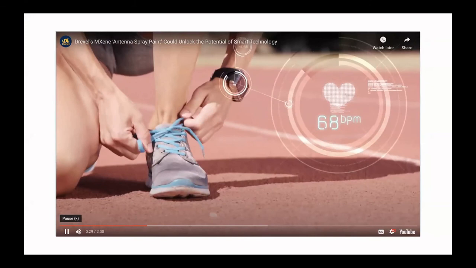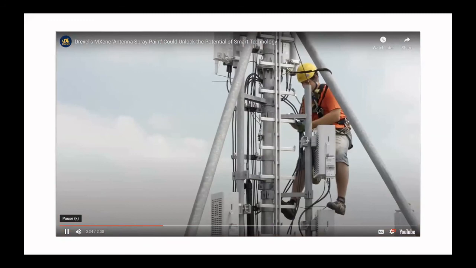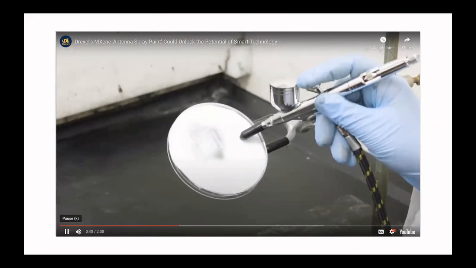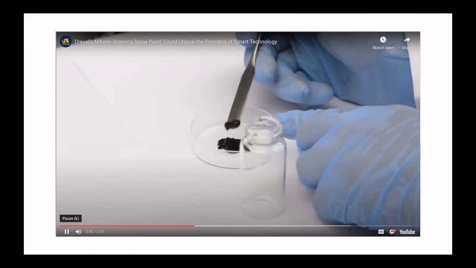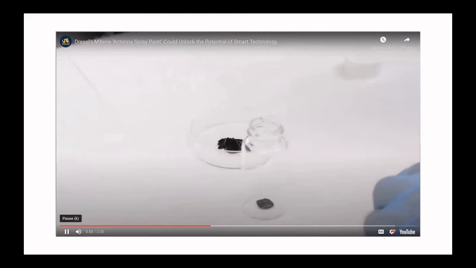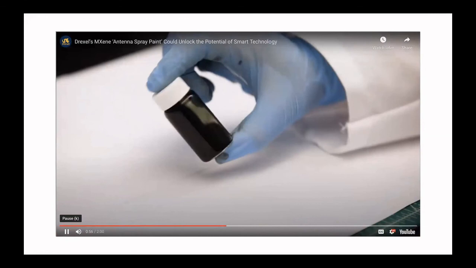Just imagine the things we could connect with if installing an antenna was as easy as doing a little spray painting. At Drexel University, researchers are doing just that, spraying antennas. All it takes is a few dashes of a special water-soluble titanium carbide powder called MXene that was invented at Drexel, and a little water. Just mix and voila, antenna spray.